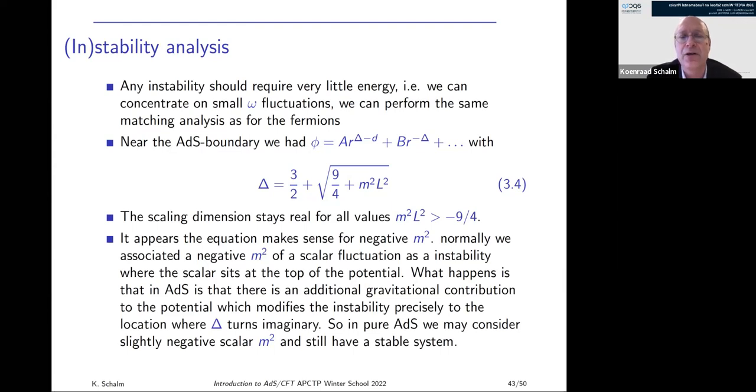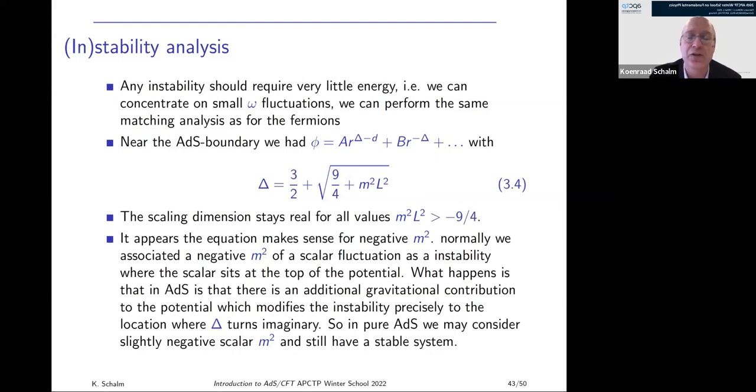Okay. So the way you can understand the fact that for a naive negative mass squared, everything is still okay, is that I'm not studying a scalar field in nothing. I'm studying a scalar field in AdS. And in AdS, there is this effective gravitational potential that we discussed on the first day that compensates for this. If you have a little bit of a negative mass, it still keeps the system stable. So if I have a slightly negative mass squared, I still have a consistent system at the AdS4 boundary.